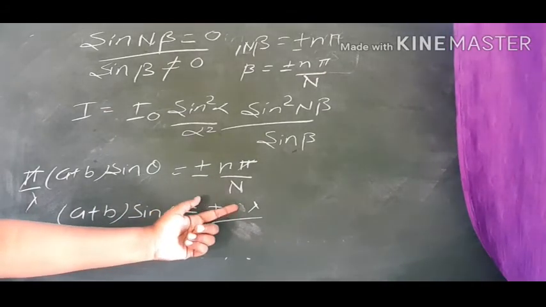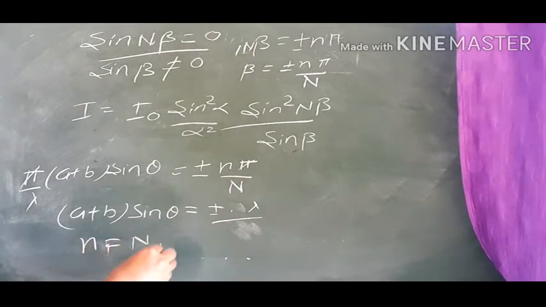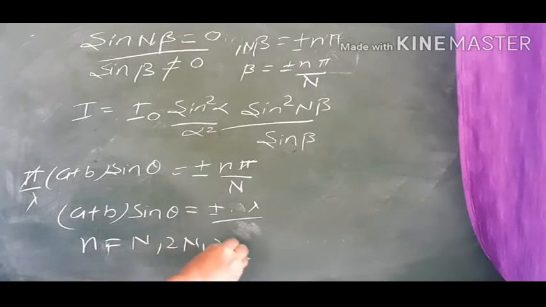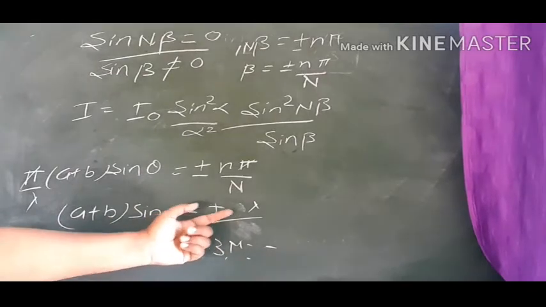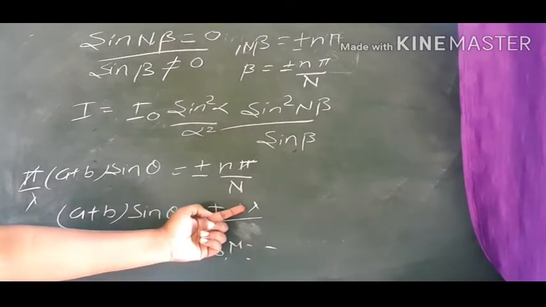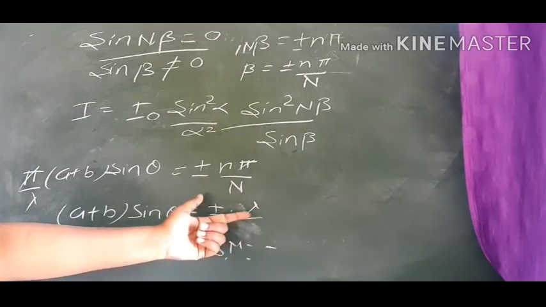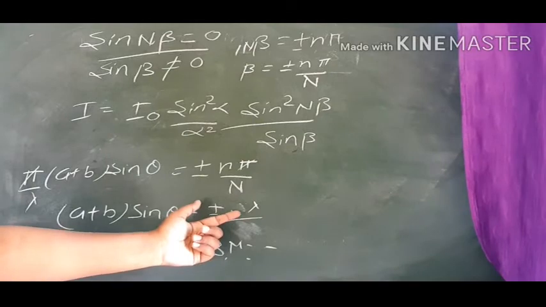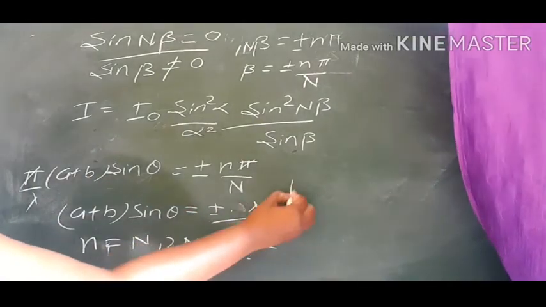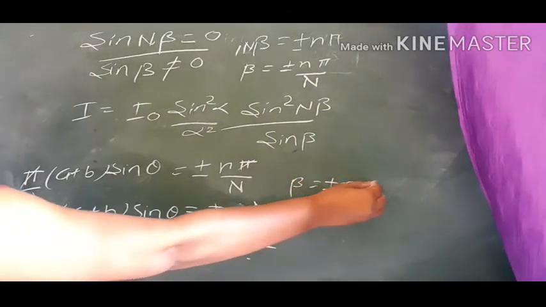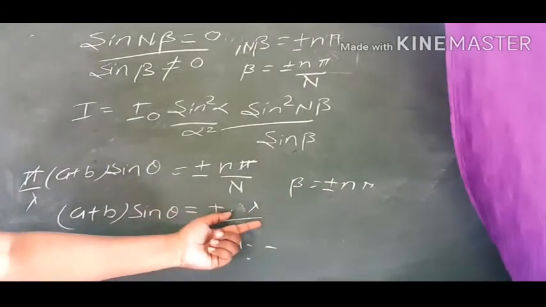If small n is equal to n, 2n, 3n, and so on, in this case the path difference is equal to 1 lambda, plus minus 2 lambda, plus minus 3 lambda. But we know this is the condition for principal maxima. For principal maxima, beta is equal to plus minus n pi, and path difference a plus b sin theta is equal to n lambda.